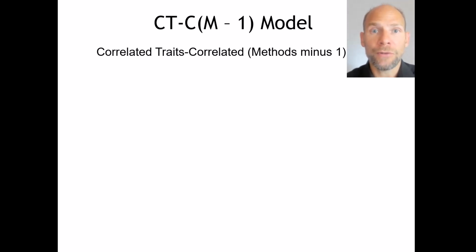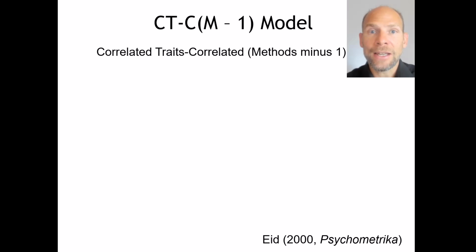When was this model first introduced? It was introduced by Michael Eid in the journal Psychometrika in 2000. And what was the reason for developing this model? The reason was that other confirmatory factor analysis models for multi-trait, multi-method data showed a number of problems that made their use in practice complicated and often prone to errors and interpretation issues. And so Michael Eid came up with this alternative model for modeling multi-trait, multi-method data.